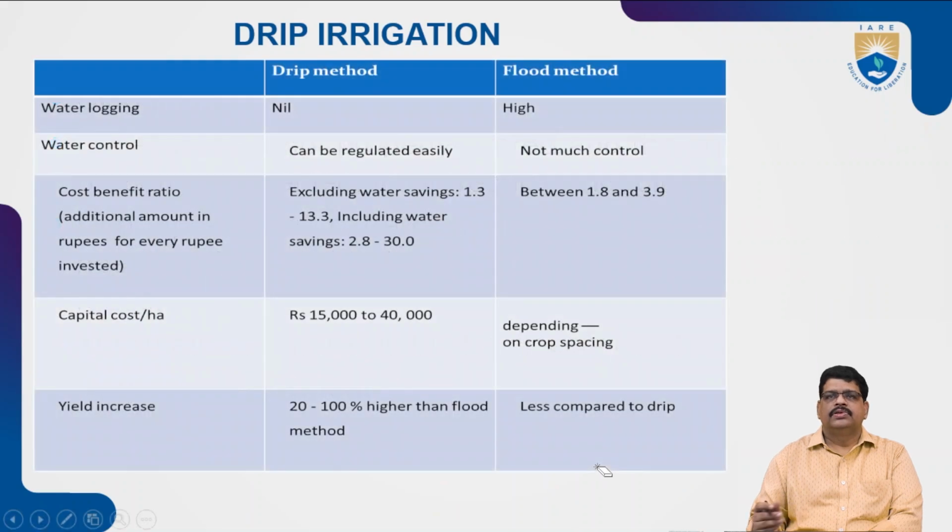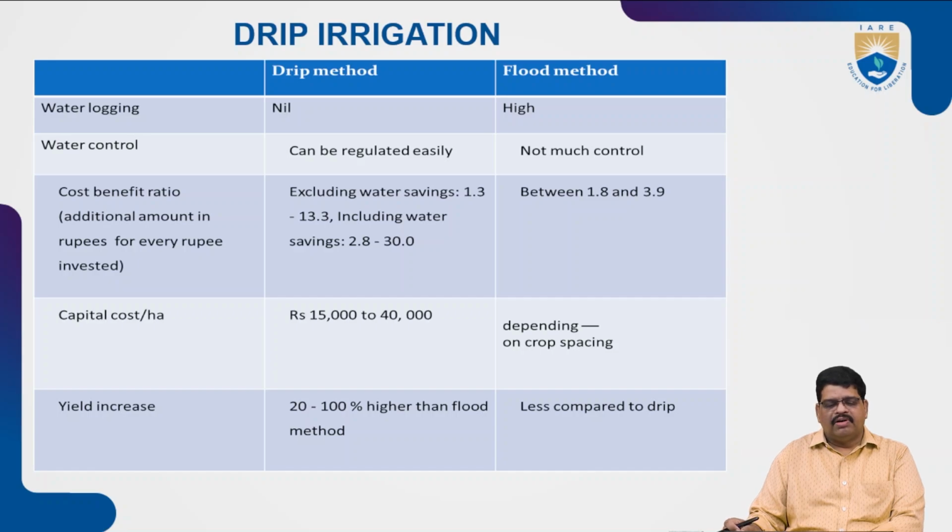Next, in the drip irrigation system versus the flood method, there are some advantages. Water logging is nil in drip irrigation, whereas water logging is very high due to the flood method. Water control can be easily regulated. How much control? Next, the cost benefit ratio: every rupee invested gives additional benefits.